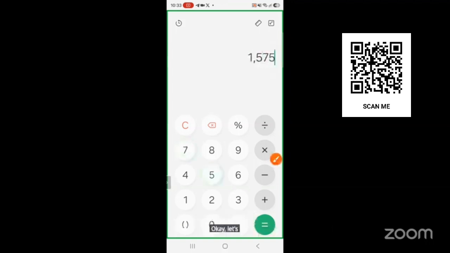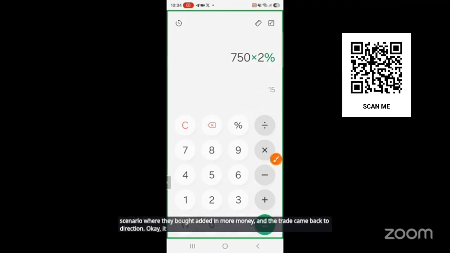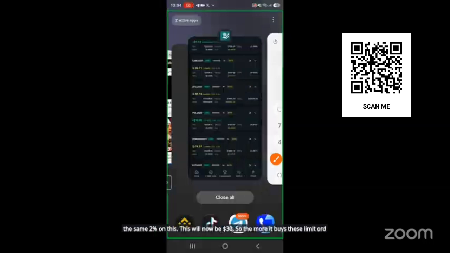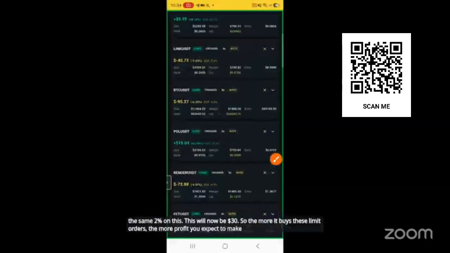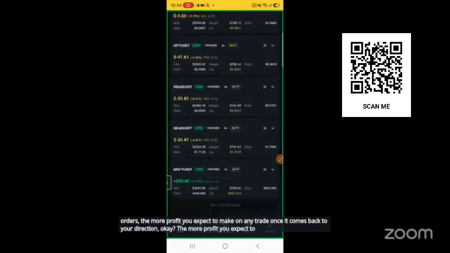750 times 2%, maybe it made 2% profit. It will be $15. Now let's look at a scenario where the bot added in more money and the trade came back to your direction. It added in more money, maybe it is at 1,500, and you make the same 2% on this. This will now be $30. So the more it buys these limit orders, the more profit you expect to make on any trade once it comes back to your direction.